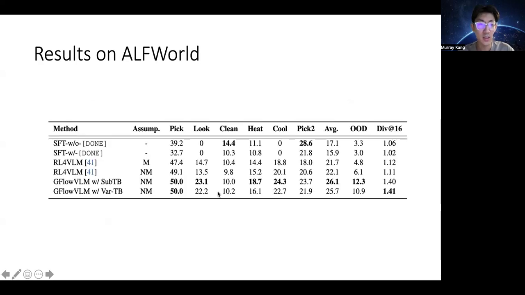Okay, the last one is the ALFWorld. Here we didn't do the DB loss because we don't have the dense reward for every transition from the environment. So we just do the sub-TB and various TB loss. We can see our performance on average is better than all the baselines, and also the OOD and the diversity. Diversity here is we sample 16 times, and we calculate the number of different trajectories we can find to reach a goal.